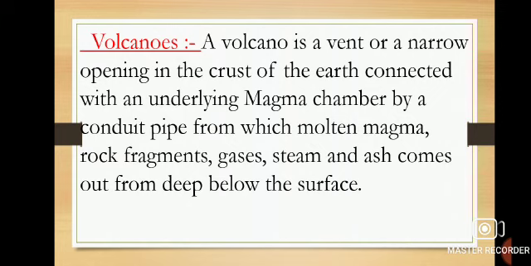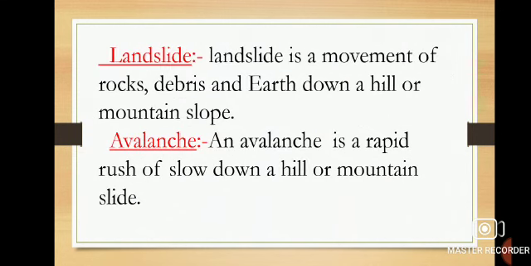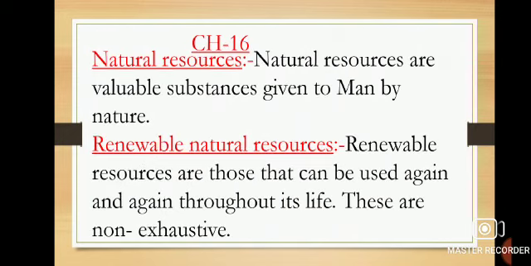Volcanoes: a volcano is a vent or a narrow opening in the crust of the earth, connected with an underlying magma chamber by a conduit pipe, from which molten magma, rock fragments, gases, steam and ash come out from deep below the surface. Landslide: a landslide is a movement of rocks, debris and earth down a hill or mountain slope. Avalanche: an avalanche is a rapid rush of snow down a hill or mountain slope.